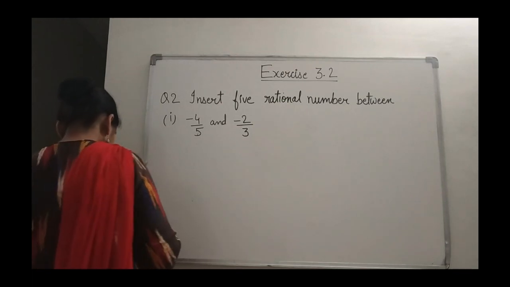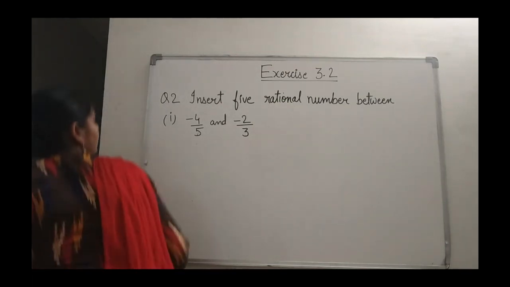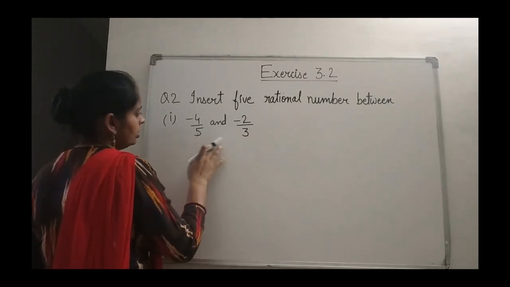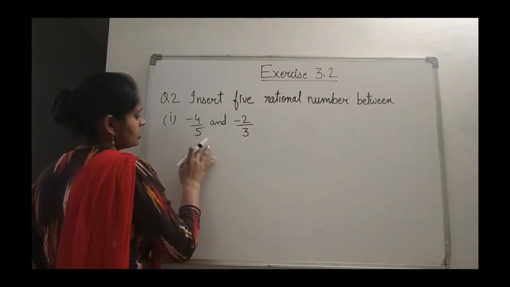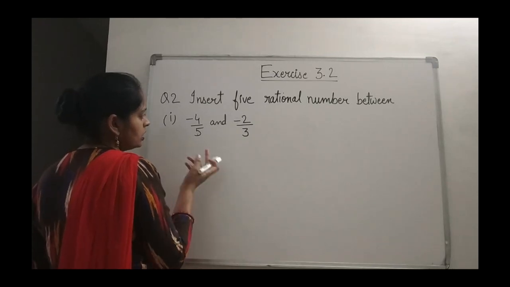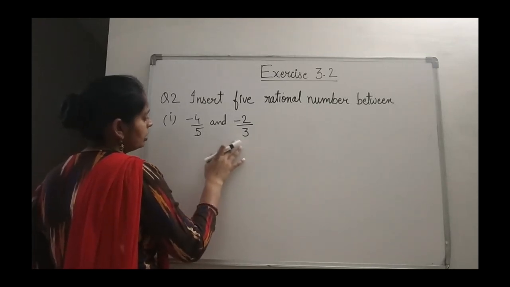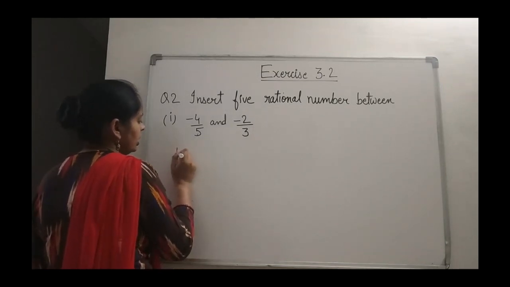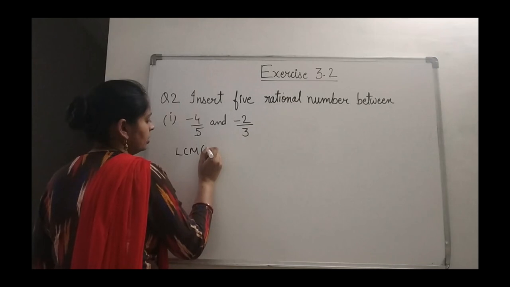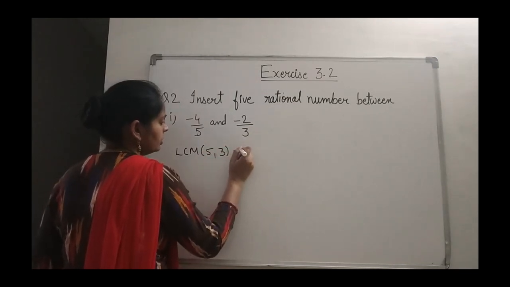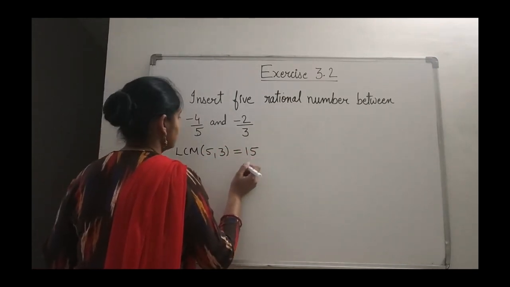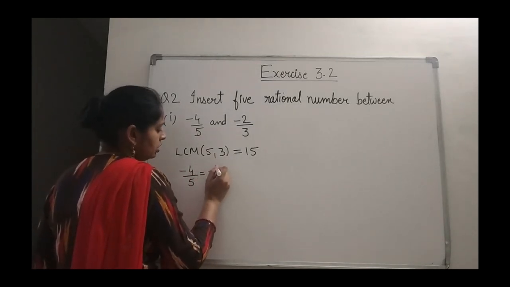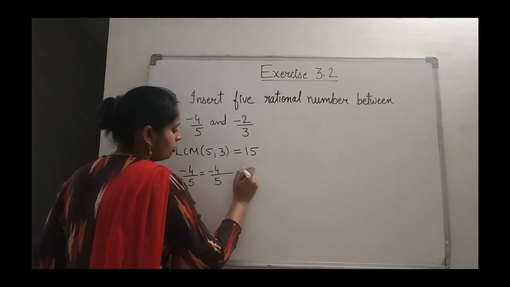Now see the second question. Insert 5 rational numbers between -4 upon 5 and -2 upon 3. So you can see here both the rational numbers are having different denominators. So what is the first step we have to follow? We have to make the denominator common. And how can we make it? By taking the LCM of the denominators. 5 and 3, LCM of 5 and 3 will be 15.